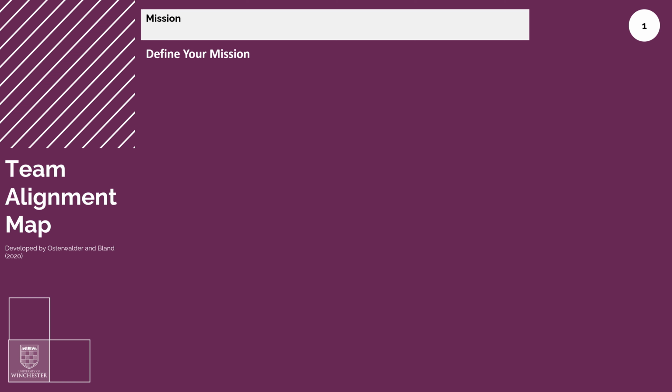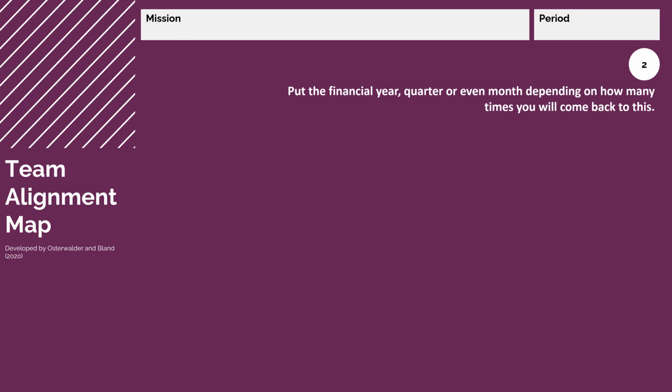Then you need to move to the period section, which is step 2. Here you can put your financial year, your financial quarter, or even the month you're in, depending on how many times you'll come back to this. If you're going to do monthly team meetings where you review everyone's work, then it may be useful to put each month in so you can keep up to date. But it's worth having maybe 3 different copies, a whole year one, a quarter one, and a monthly one. That will allow you to keep managing this on a smaller scale.